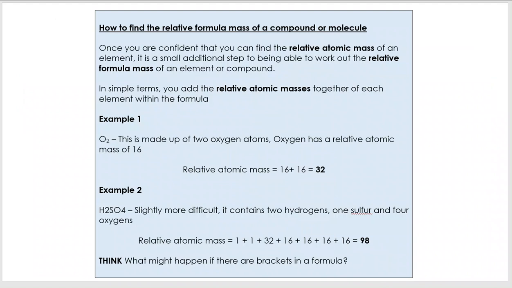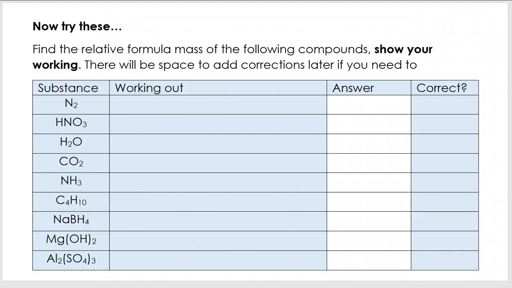Now this is slightly more complicated, but not much more complicated at all. You add together the relative atomic masses of every atom within the compound or molecule. So a couple of examples here to have a read through, unpause when you're ready. And now have a go at working out these relative formula masses.